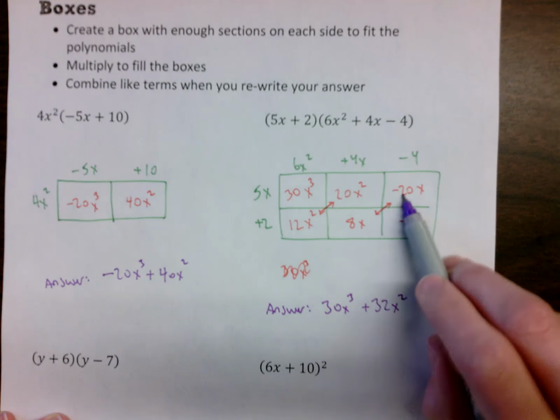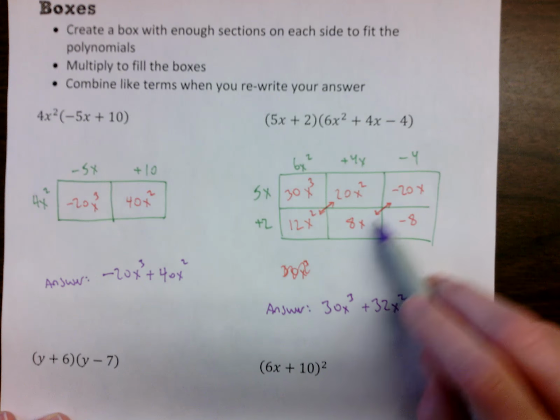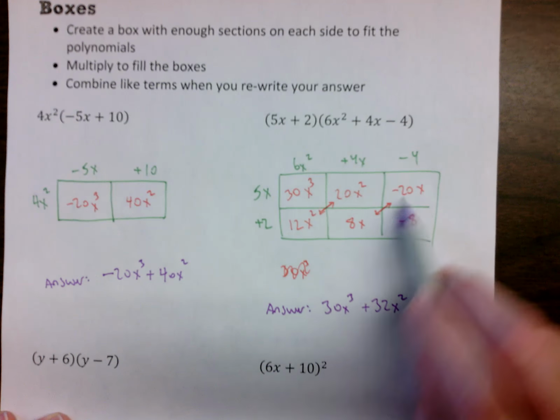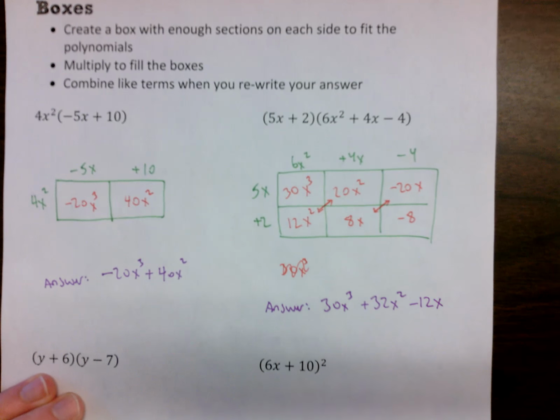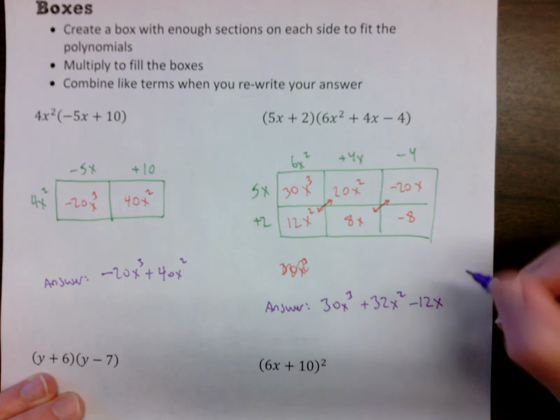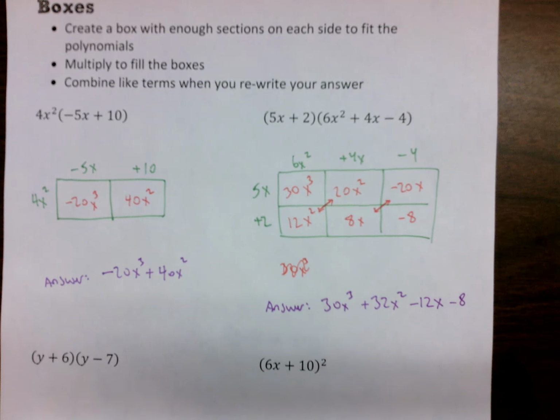Next would come the regular x's, and again, I'm going to combine these guys together. So 20 fires, 8 buckets of water, I'm going to have 12 fires left over. And then the minus 8, no like terms, so we just copy that down. And that's it, that's my answer. Okay, so the goal of the box is just to help you organize, to make sure that you get everything set up and multiplied correctly.